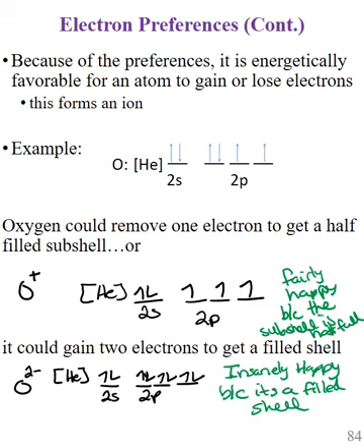What will oxygen rather do? Would it rather become O positive or O2 negative? It would rather be O2 negative because it has a filled shell. So this is why you see O2 negative and you don't see O positive, because oxygen would rather take the extra time and get 2 electrons so it can get a filled shell.